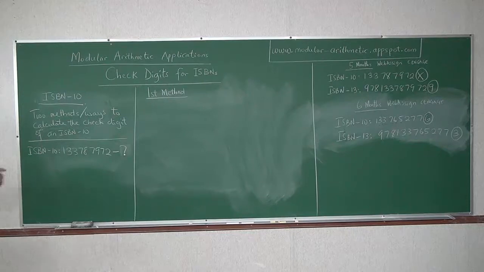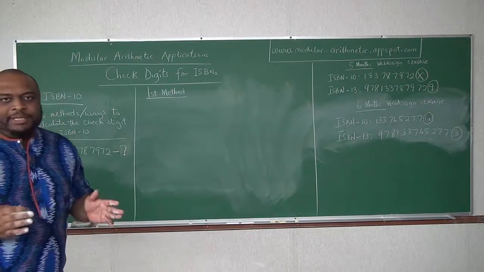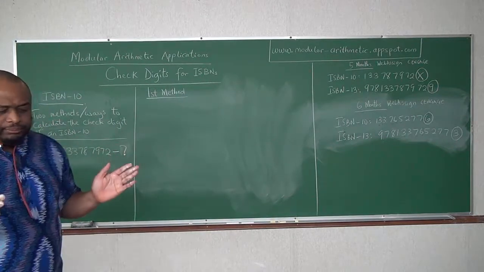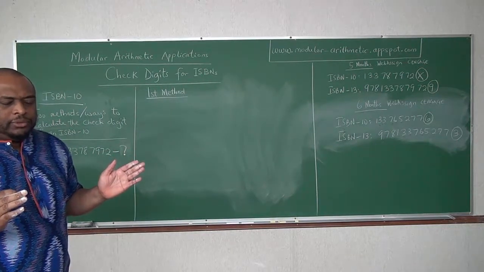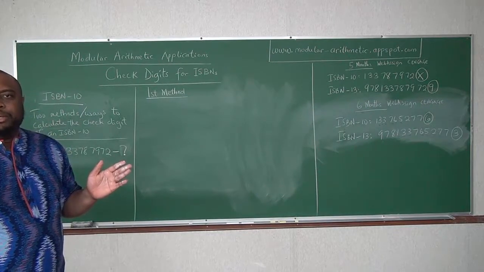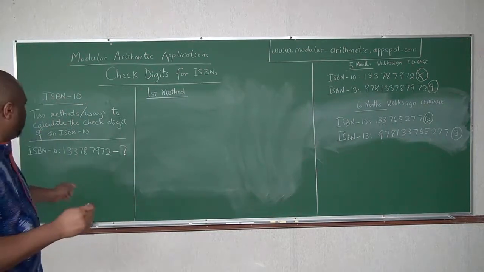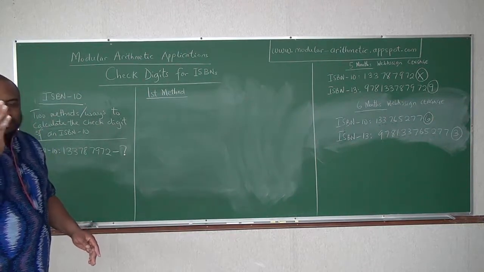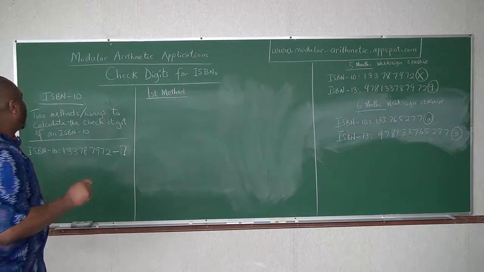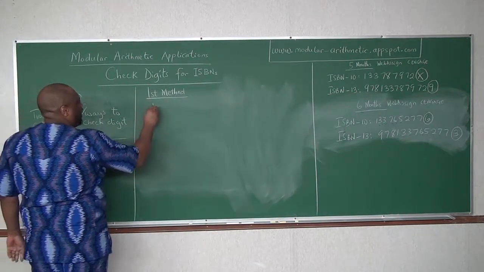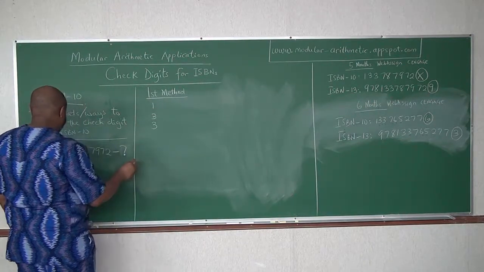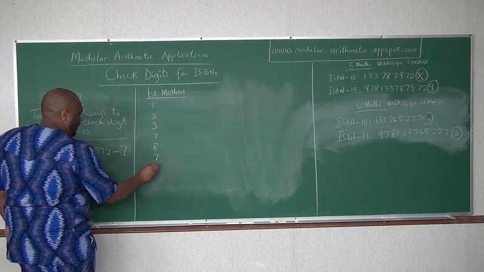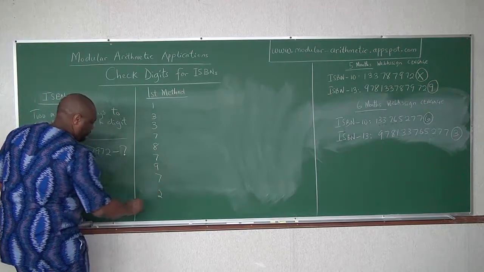Okay, so the first method, we are going to multiply this 1 times 1 times 1. Just the easiest way to do it is this, okay? Well, we're gonna write it out here: 1, 3, 3, 7, 8, 7, 9, 7, 2.